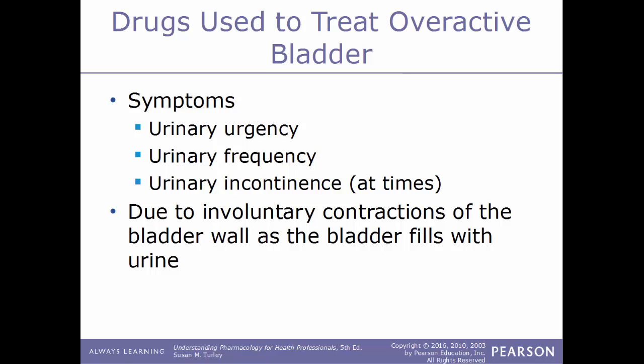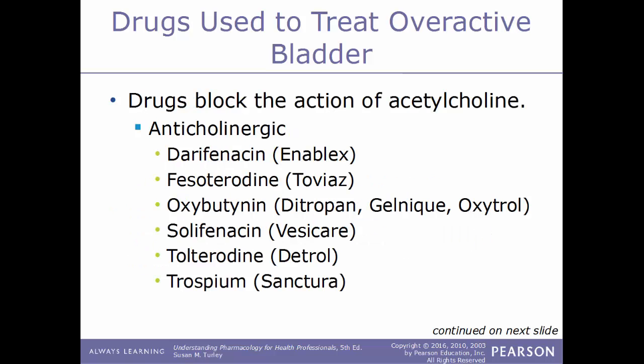Okay, now we'll talk about drugs that are used to treat overactive bladder. Some common symptoms of an overactive bladder include urinary urgency, urinary frequency, and urinary incontinence at times. And all these symptoms are due to the involuntary contractions of the bladder wall as the bladder fills with urine. The drugs that are prescribed to treat an overactive bladder work in various ways. The first kind we'll talk about are the anticholinergic drugs. They're called that because they block the action of the neurotransmitter acetylcholine.